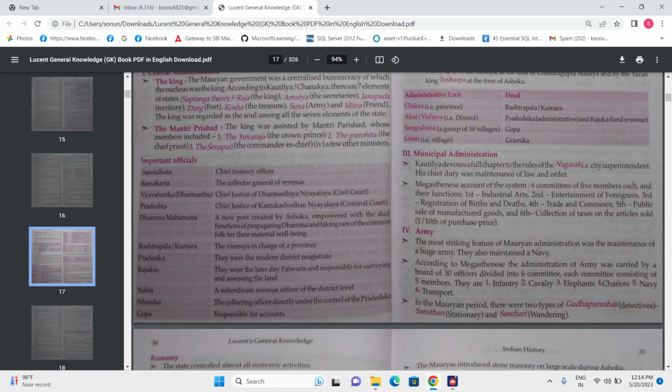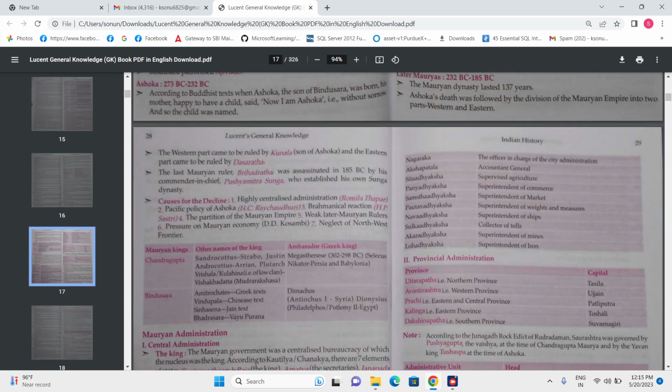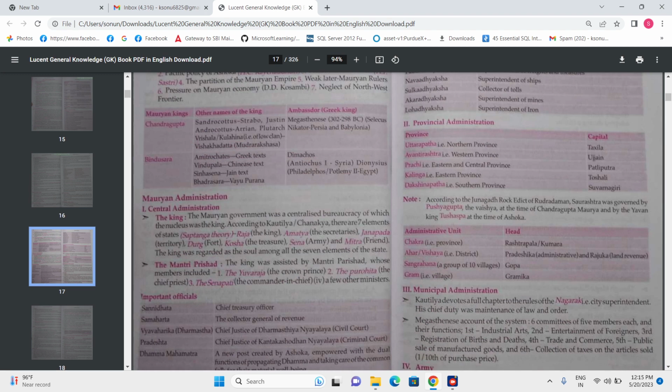It was created by Ashoka. The question may be asked like, Dhamma Mahamatra was created by whom? Ashoka. Now let's see provincial administration. This is the second part of Mauryan administration. The Mauryan Empire was divided into five administrative units.